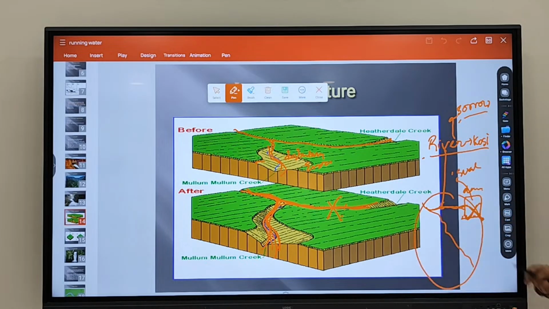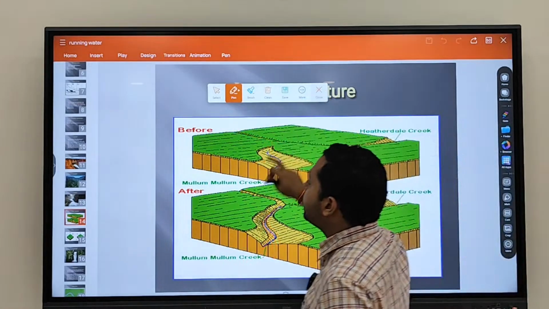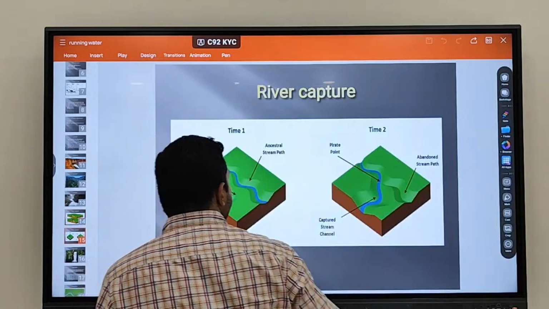So the reason why we are not able to create one is that the Kosi River is frequently changing its course. It is frequently changing its course, and as a result, it is difficult to create a dam. Clear? So that's why river capture. River capture is when a river changes its flow and starts to move towards the path of least resistance. That phenomenon is called river capture.